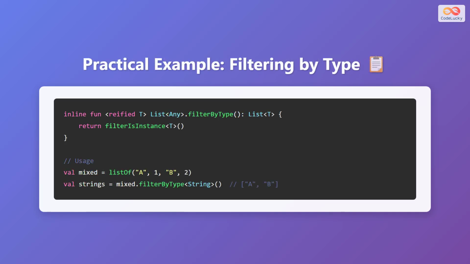Here's another useful example, filtering collections by type. We can create an extension function on List<Any> called filterByType that returns only elements of a specific type. Internally, it uses Kotlin's built-in filterIsInstance function, which also requires a reified type parameter. In the usage example, we have a mixed list containing strings and integers. By calling filterByType with String as the type argument, we get back only the string elements "a" and "b"; the integers are filtered out. This is extremely useful when working with heterogeneous collections.